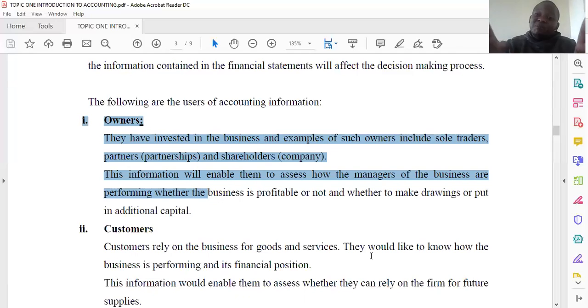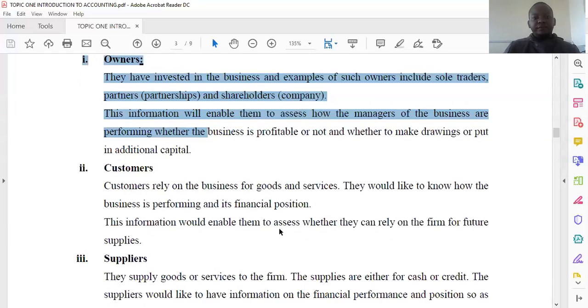So the owners are mainly interested in the profitability of the business. They established this business to make a profit, to earn a return for themselves. So they want to know whether this business is making a profit or loss. As such, they need this information. They need the trading and the profit and loss account to know whether the business has made a profit or loss. So the accounting financial statements will serve this purpose for the owners. They provide information on the profitability of the business.